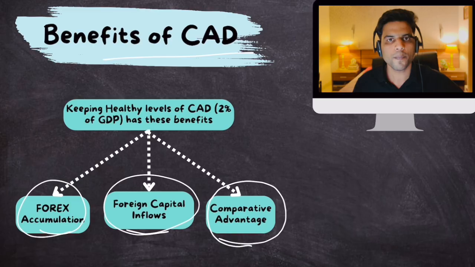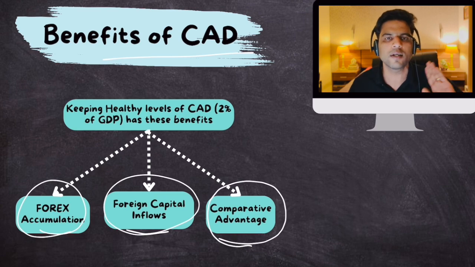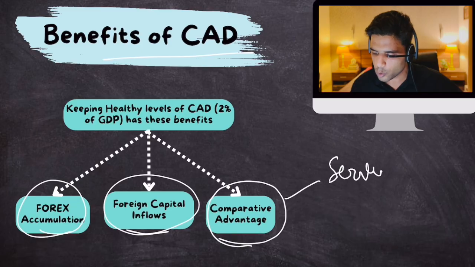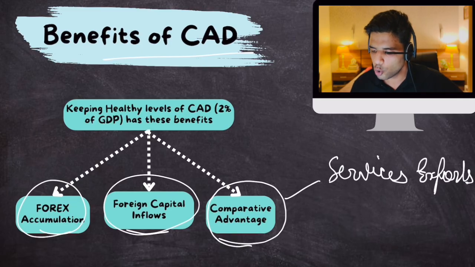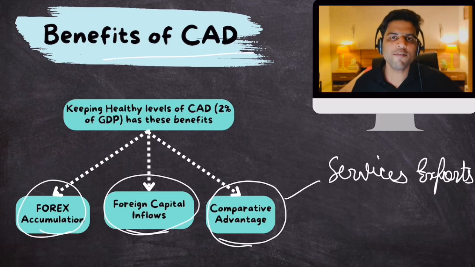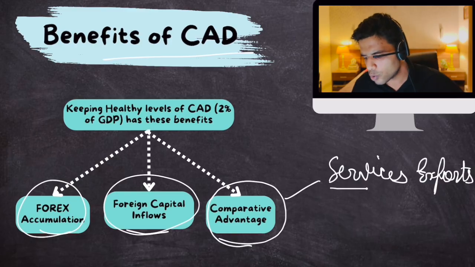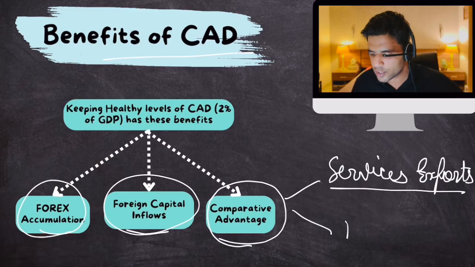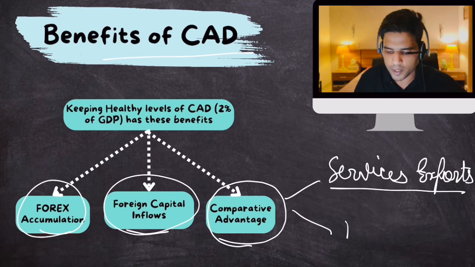Look, rather than being excellent in everything, India should focus on things that it is good at. India is good at services export. India is not good at goods export. We can't force ourselves to be good at goods export, so we should double down on our services export. India is good at receiving foreign investment.